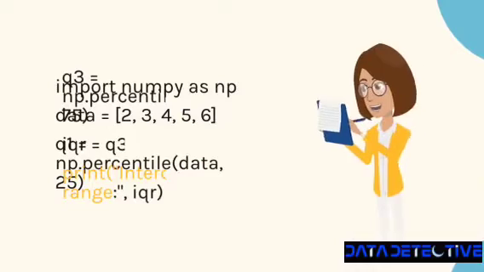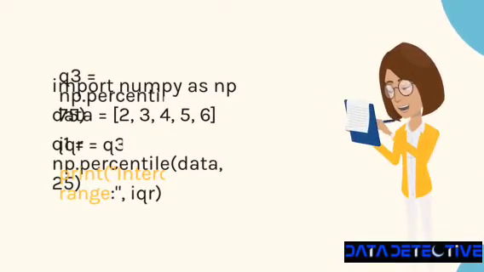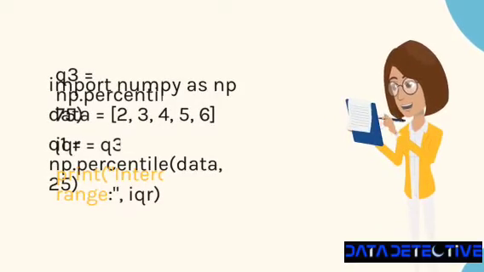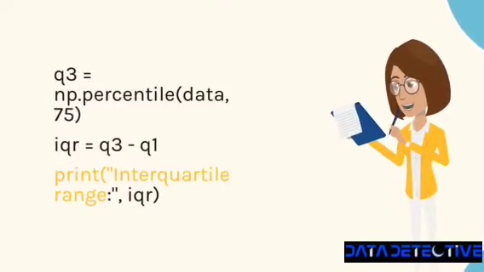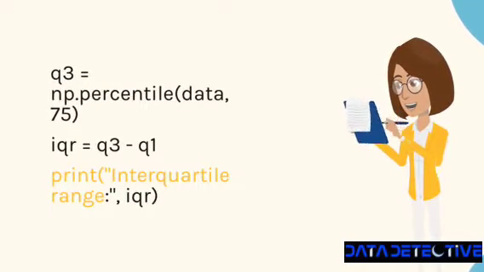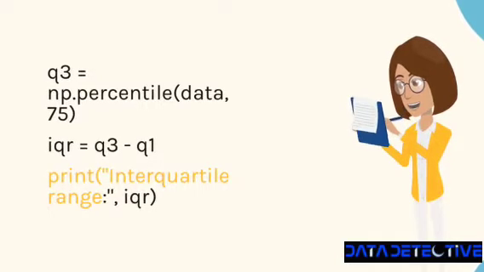Import numpy as np. data = [2, 3, 4, 5, 6]. Q1 = np.percentile(data, 25). Q3 = np.percentile(data, 75). IQR = Q3 - Q1. Print("Interquartile range:", IQR).